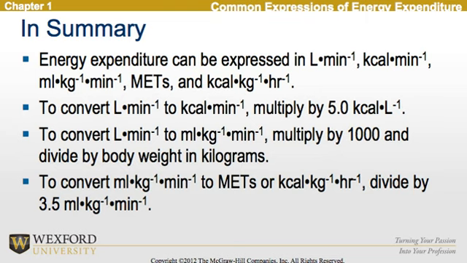Now to convert liters per minute to kilocalories per minute, we simply multiply it by 5 kilocalories per liter. To convert liters per minute to milliliters per kilogram per minute, simply multiply it by 1,000 and then divide by the body weight in kilograms. And finally, to convert milliliters per kilogram per minute to METs, just divide by 3.5 milliliters per kilogram per minute. If you simply follow those simple rules, again like with the other units, you'll easily be able to go back and forth and express energy expenditure.